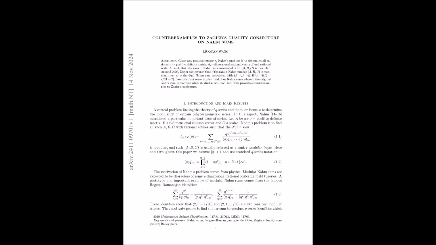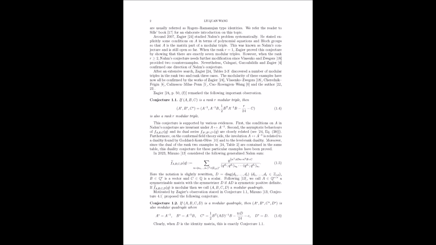The generalized Nahm sum made with the vector B0 is modular, just like Mizuno's conjecture predicted. But then you look at the sums made with vectors B1 and B2, and they just refuse to be modular. No matter what value you pick for that scalar C, they just won't cooperate. Hold on, so one vector works, but the others don't. That goes directly against Mizuno's conjecture. This is getting more exciting by the minute.